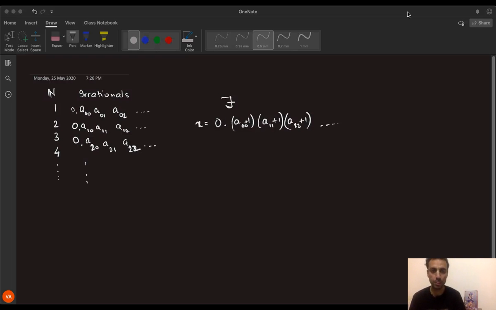numbers. Okay. So there are more proofs to show how the cardinality of irrationals is one more than the cardinality of rationals, not one more actually. It's the next level of infinity. Anyway, we won't go into that. But at least we know that the number of irrationals is more than the number of rationals. Okay.